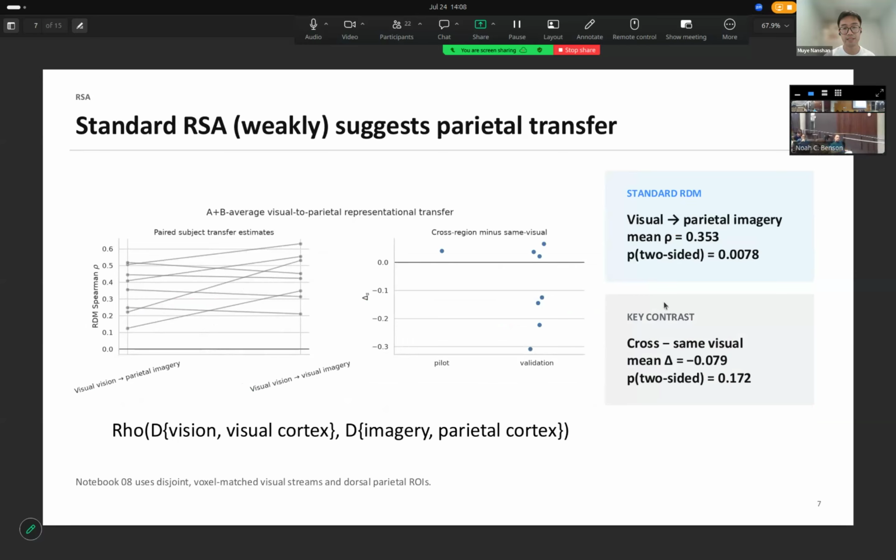The basic conclusion is that if we only look at the visual region to parietal cortex transfer, there is some information loss, but the loss is not statistically significant. So for this data set, if we look at the visual to visual RDMs, they look quite similar to the visual to parietal RDMs. So that may indicate that these two kind of align.